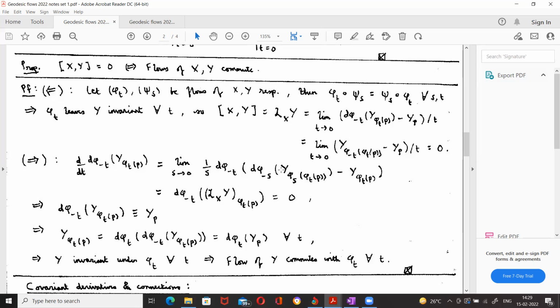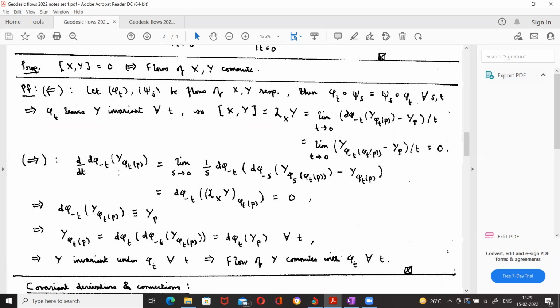Okay, and so since the inside term converges, d phi minus t is a continuous linear map. So therefore, this converges to d phi minus t of L_X Y of phi t of p. But we're given that the Lie bracket is 0. That's our hypothesis. So that means the Lie derivative is 0. So therefore, this L_X Y is 0 at phi t of p, and so this is 0. So that means the derivative of this curve is 0: d/dt of this d phi minus t Y phi t of p is identically 0.